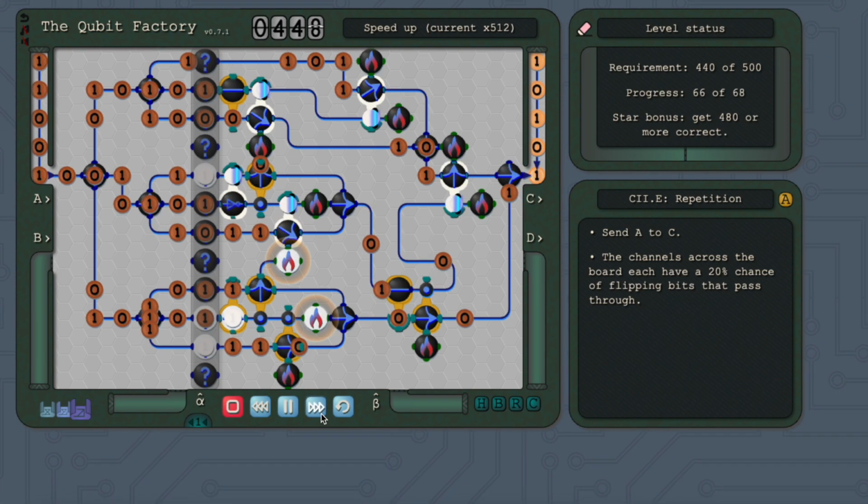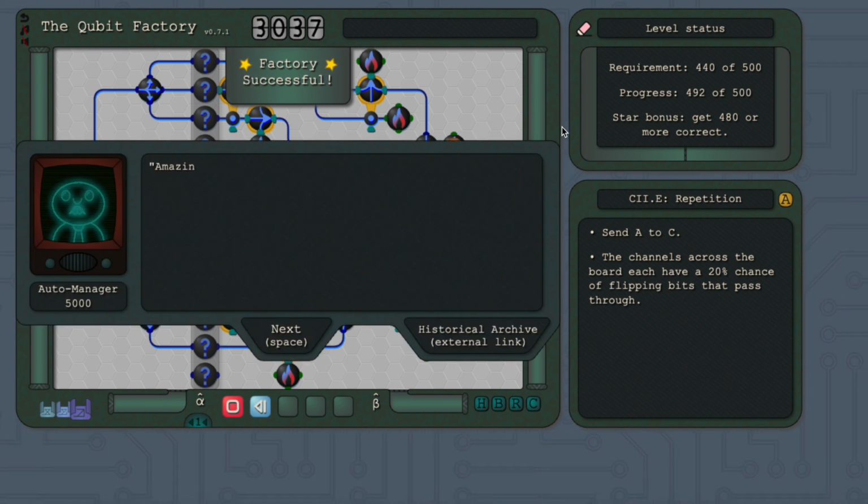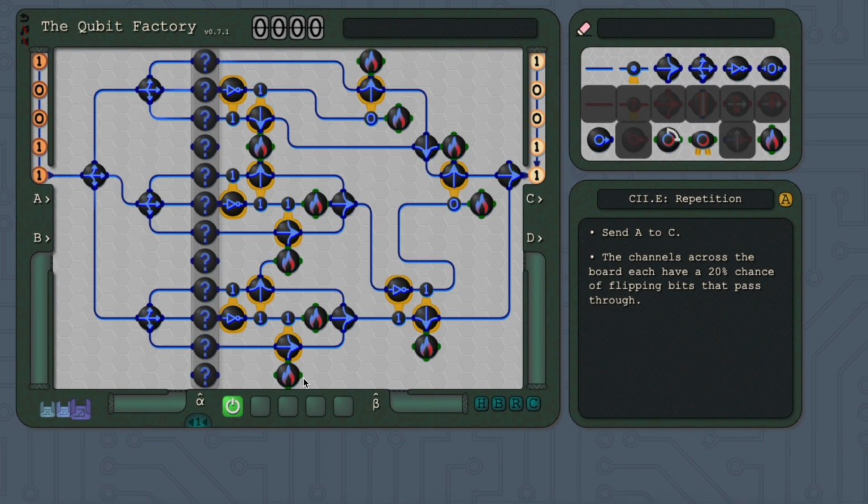We can speed this up and hopefully it works. And there we go, 492 out of 500. So please try to beat me. I would like to see what designs other people come up with.